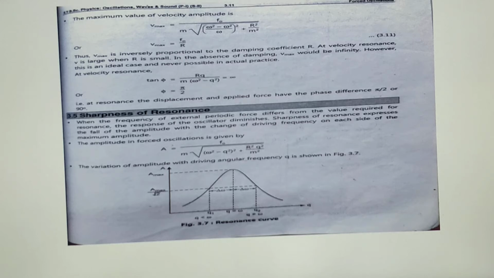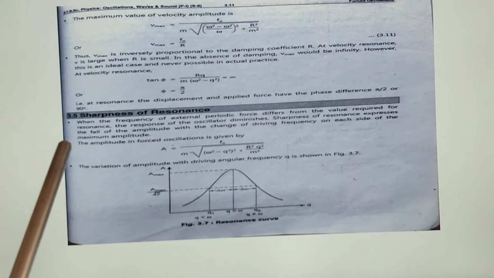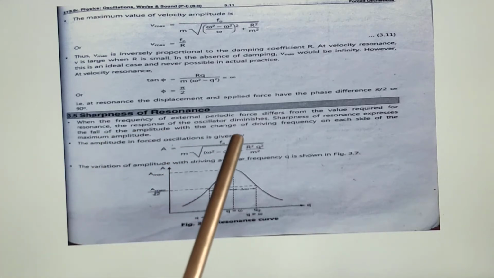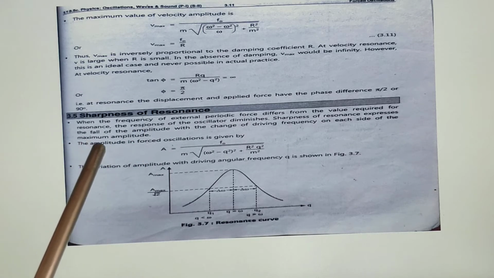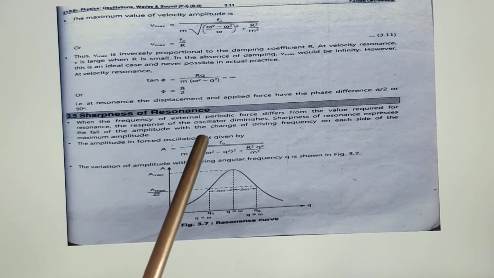Welcome students. Today we study sharpness of resonance curve. When the frequency of the external periodic force differs from the value required for resonance, the response of the oscillator diminishes.